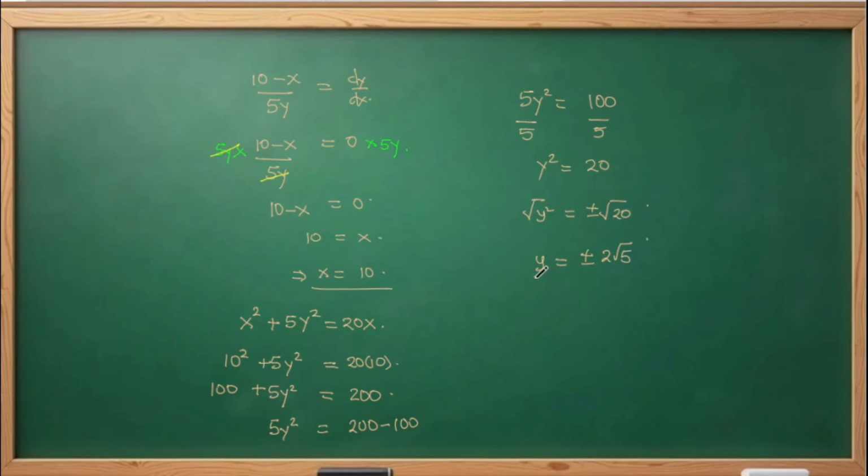Then we can derive our point. So the turning point here has the coordinate x equal to 10, and the coordinate y is positive or negative 2 root 5, and that is the solution to part A. Now let's move to part B also in the next board.